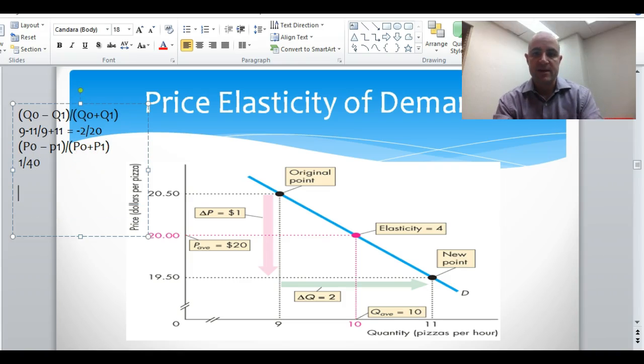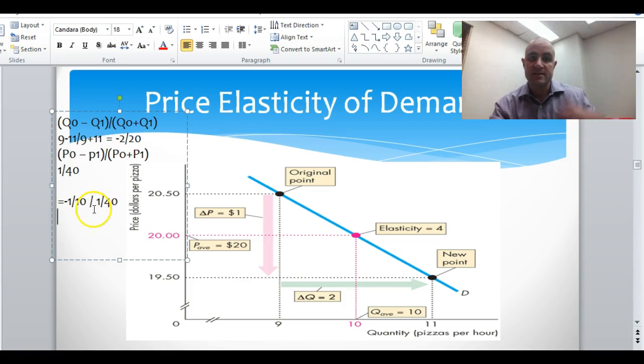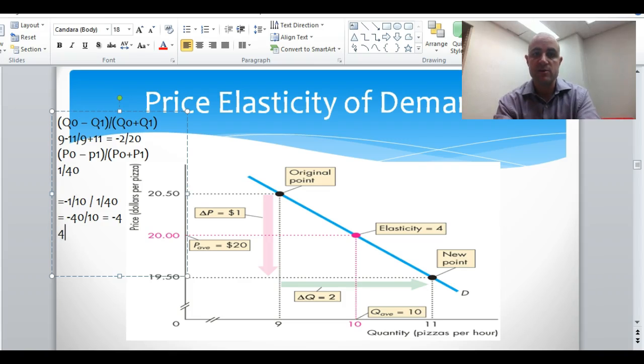And so we have minus 2 over 20 is just minus 1 over 10, all divided by 1 over 40. Whatever you do to the denominator, you do to the numerator. So if you multiply the top and bottom by 40, you get 40 divided by 1 here, which just becomes 1, times 40 over 1 here, so you get minus 40 over 10 equals minus 4. Take the absolute value, you get 4.